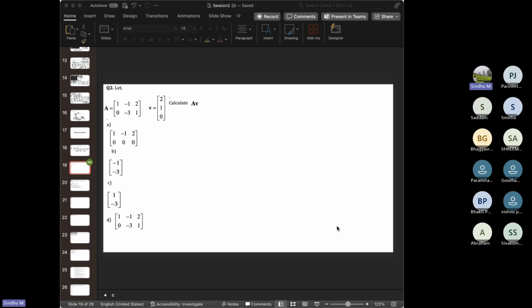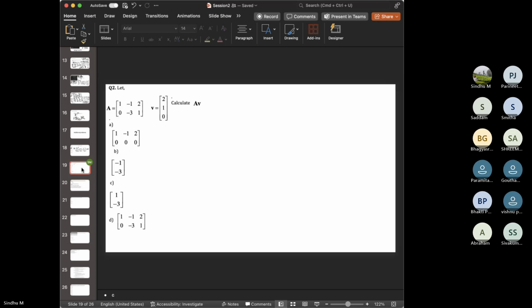Okay, so I can see that people are starting to put the answer in the chat box, so I'll start solving it now. So it's matrix multiplication basically. This is again very important, matrix multiplication. I hope you can do it on your own. If you have any doubts, then you can follow it along with me.